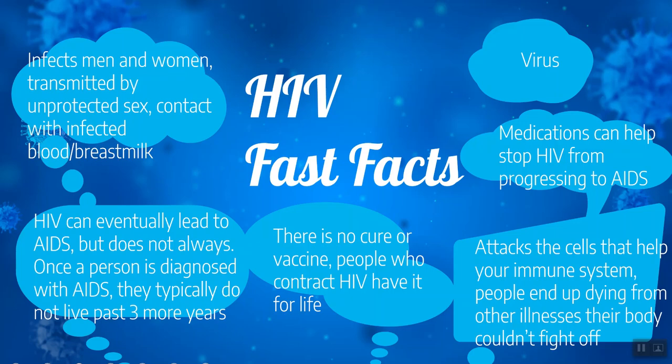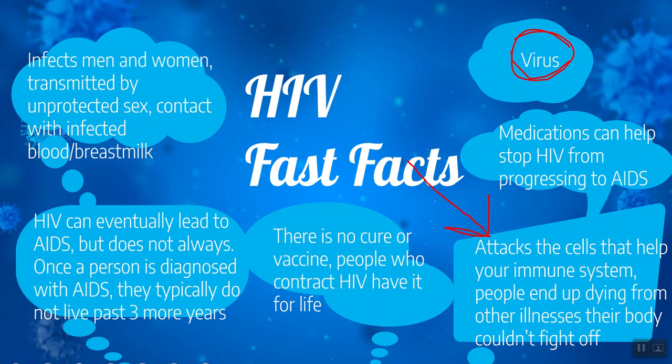All right, finally, we will talk about HIV. HIV is a virus, and it's a virus that specifically attacks the cells that help your immune system. So a lot of people that pass away from contracting HIV do not die of HIV. They pass away from other illnesses that affect their body that they could no longer fight off because of their weakened immune system. All right.